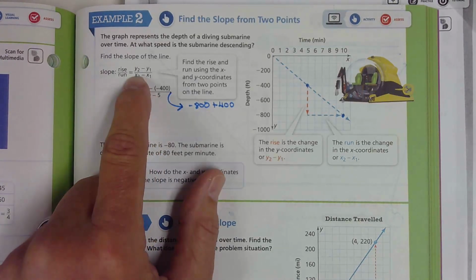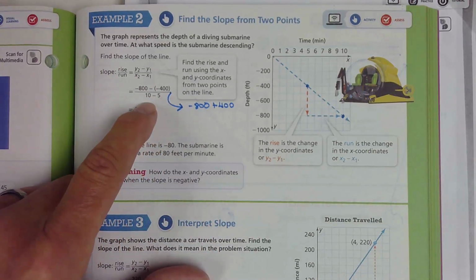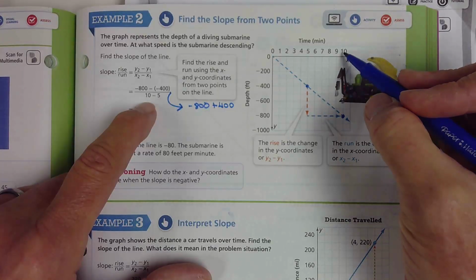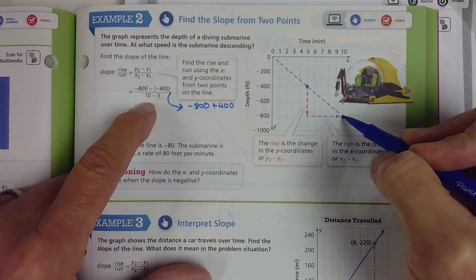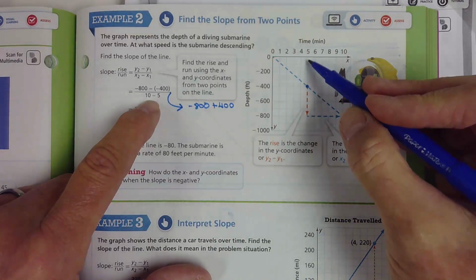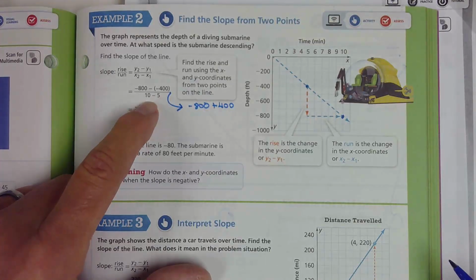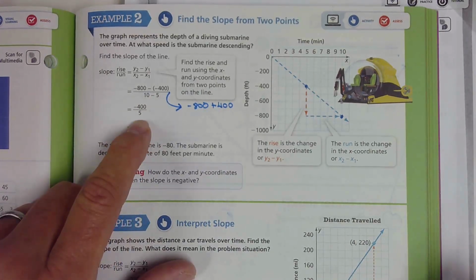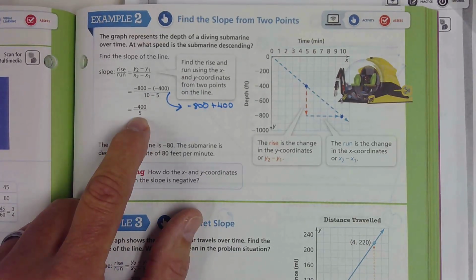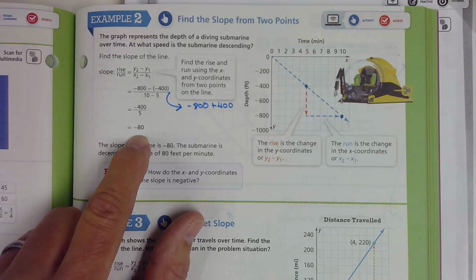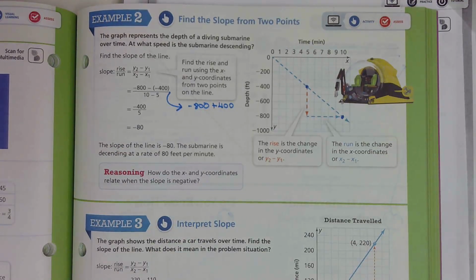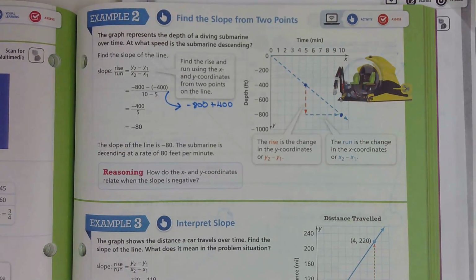And then down below, the x2 is 10, following the 10 straight down, minus 5, following that straight down. 10 minus 5 is 5, so we have a negative 400 being divided by 5, and you end up with a negative 80. And the slope is a negative 80.